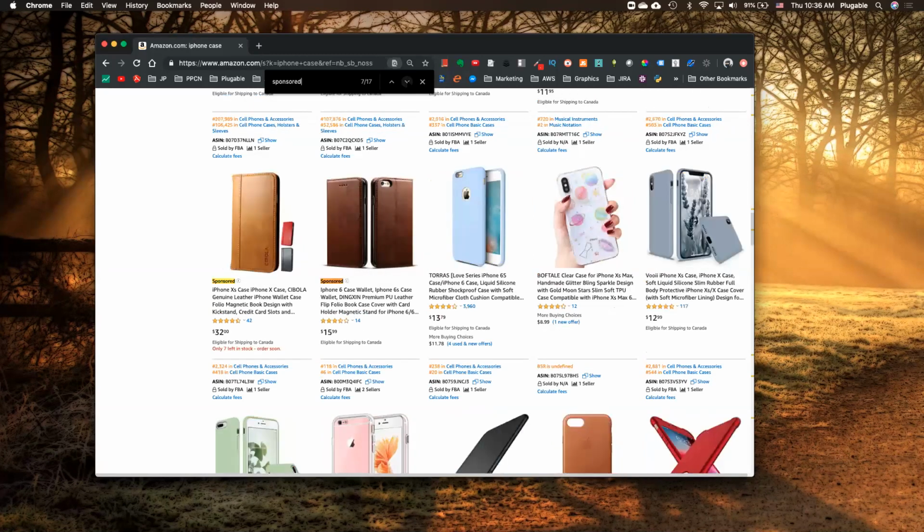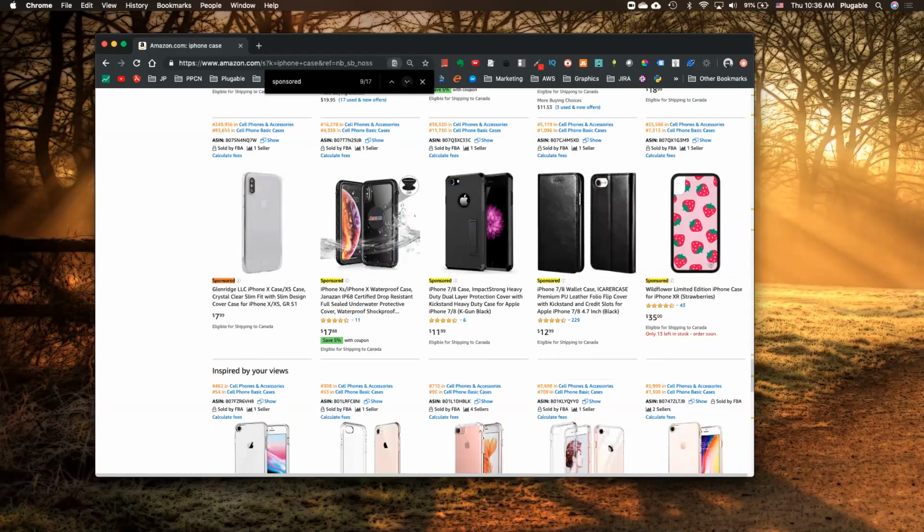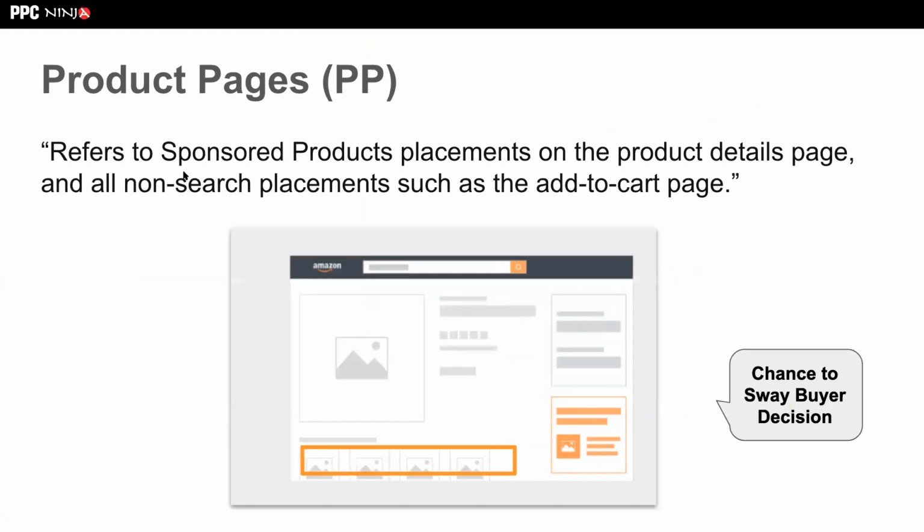And then if you keep hitting next, at the very bottom of the page, there's a whole row of sponsored products. So anyway, you get the idea. These are the different placements, and now we're going to look at which ones are best for our purpose.